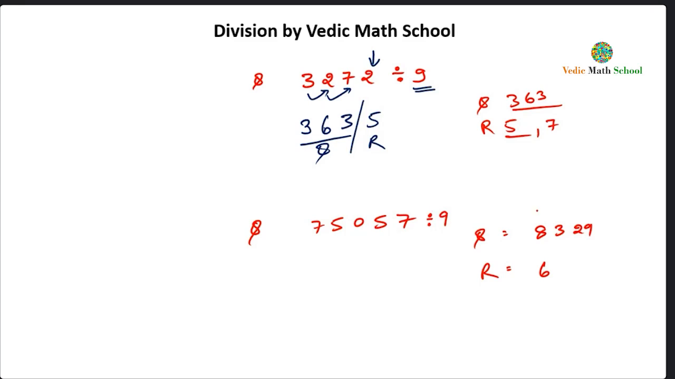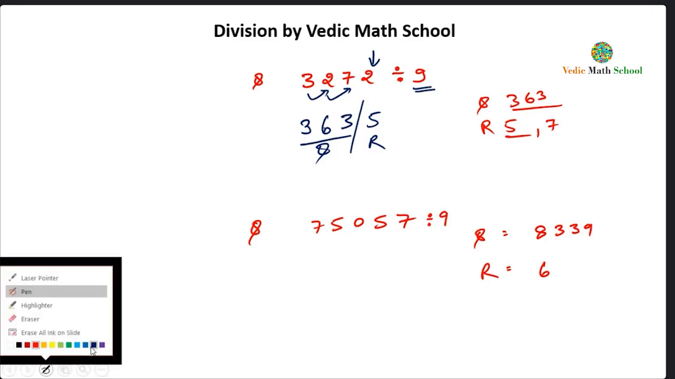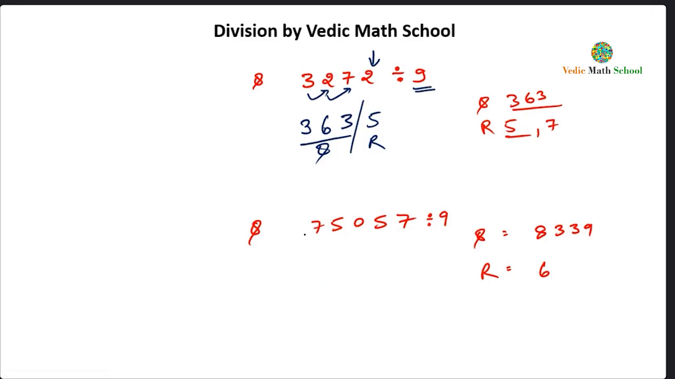8339 is the quotient. And the remainder is? What is the remainder? 6. So let's understand it again. Now this is the last question from division by 9. So everyone look. 7 I am writing here. Now 7 plus 5 is 12. As I told you, when you get 12, subtract 9 from there. So 12 minus 9 is 3. So I am writing 3 here, and this will become 8. Whenever you do that operation, always increase this value, and the remainder will be here.